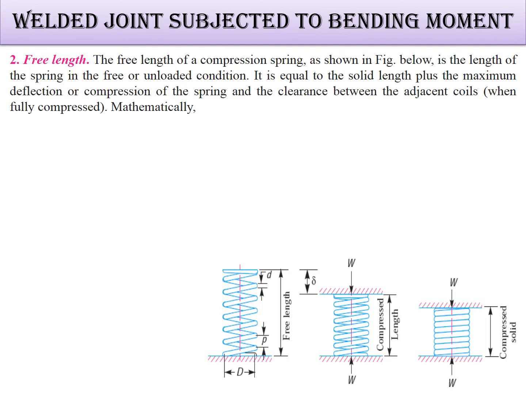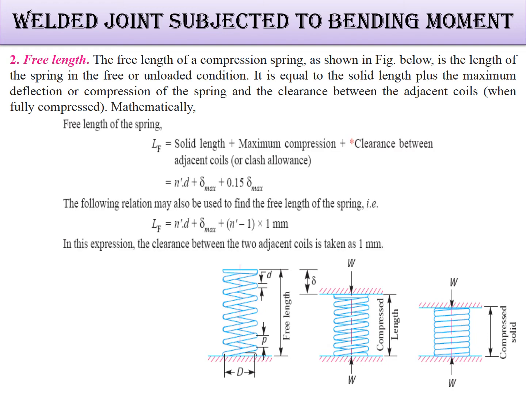Then the free length is what? When no load is applied on the spring, whatever length is there at that time is the free length. This is the pitch and this is the diameter of wire, and it is given by n'd + δmax + 0.15 δmax, and LF you can also say is n'd + δmax + (n' − 1) × 1 mm. This is the clearance between two adjacent coils, given as 1 mm.